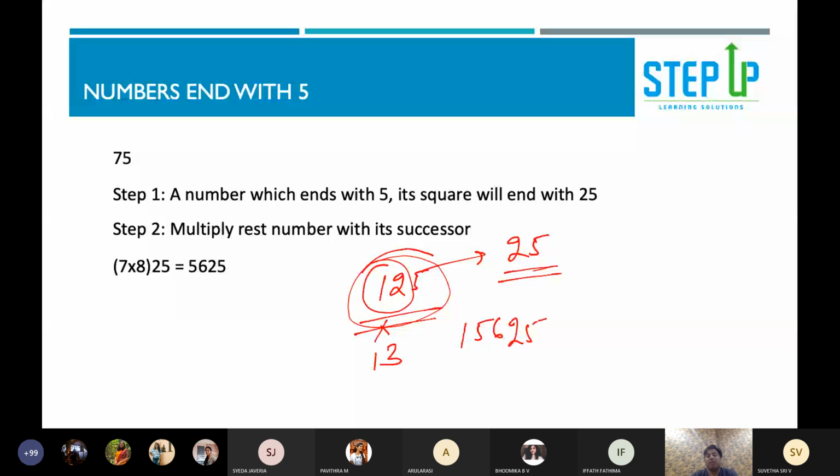Next number. You have 45, right? The work of 5 is to bring 25. The next number after 4 is 5. Multiply these two numbers, you get 20, so your answer is 2025. Is it clear or not? Yes, sir. Okay.